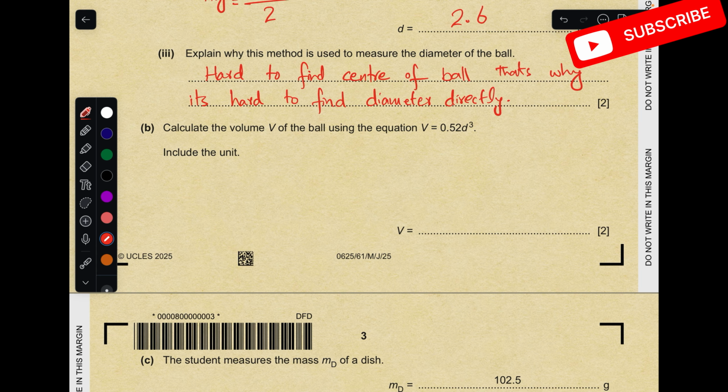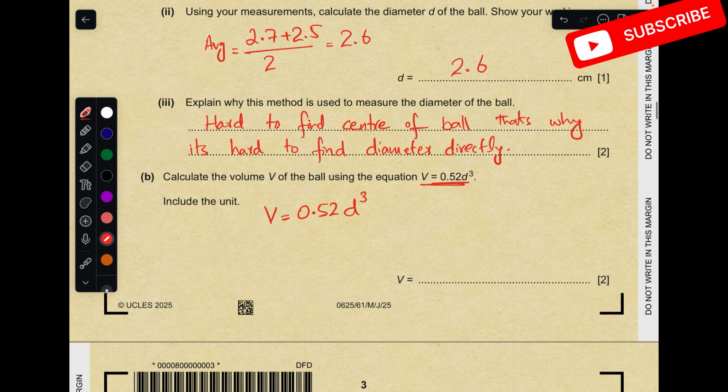Calculate the volume of the ball, and the equation is given. You don't have to act smart by using the volume of a sphere or something. They have given you the relation. So V is equal to 0.52 d cubed. What is d? You have calculated above, that is 2.6. So it is 0.52 times 2.6, and you have to take the cube of it. It will give you 9.13. And you have to be careful, they're asking about the units as well. So volume is in centimeter cubed, because d was in centimeters.